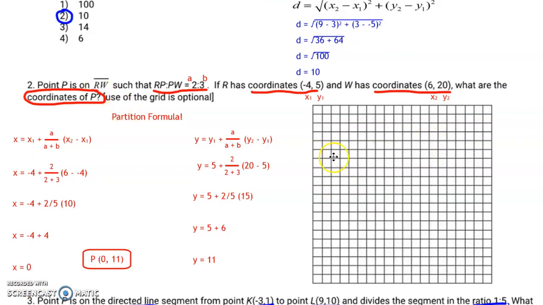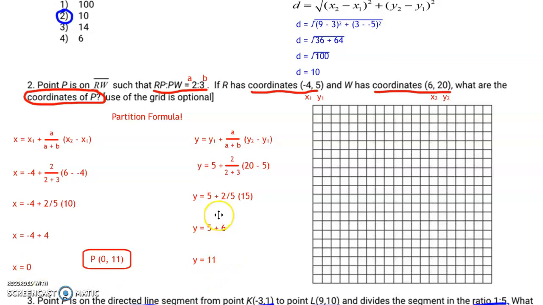For question number 2, notice I did not use the grid. You could have used the grid and a slope method. I used a different method, which is called the partition formula. This is another formula you have to memorize. The way you get the x value is using this formula, and the way you get the y value is using this formula. Notice that the formulas are exactly the same, except the x value has all x's, the y value has all y's. In any event, you substitute and solve, you get (0, 11).